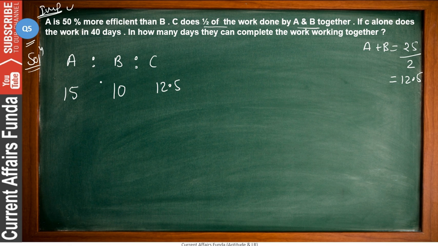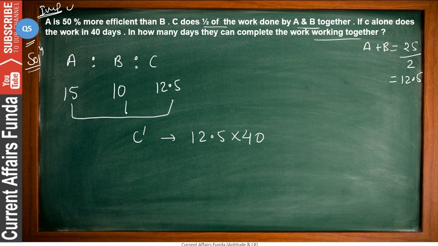Okay, so all the equations are satisfied as per the given equation. If C alone does the work in 40 days, that means we can say C is doing 12.5 efficiency work. So the total work is 12.5 into 40. In how many days can they complete the work working together? They, that means A, B and C.